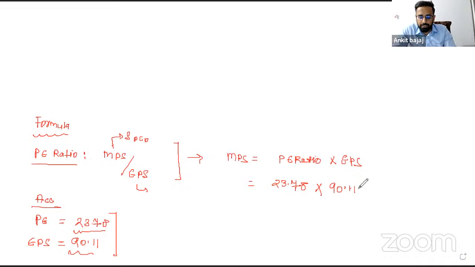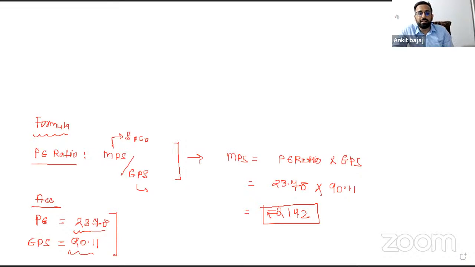So 23.78 into 90.11. The calculation gives 2,142 rupees. So what is the market price of share? The market price of share is 2,142, right? Even if I don't know the market price of share, if I know these two factors, I can find out this value, that is 2,142, right?